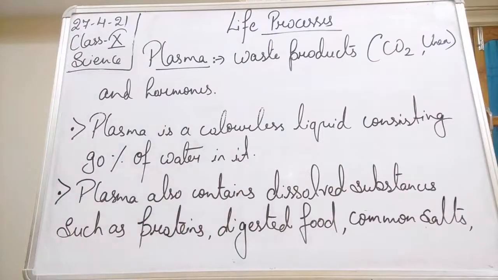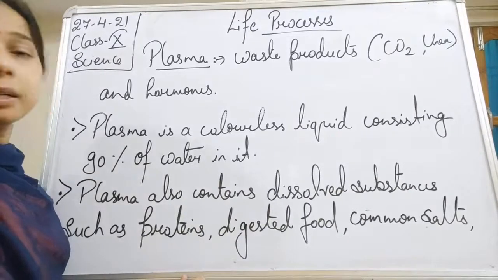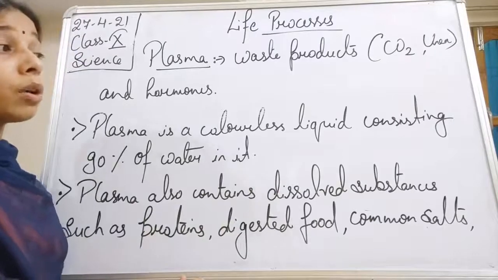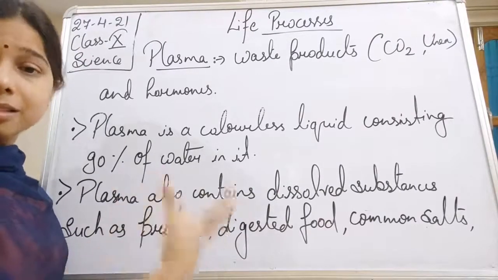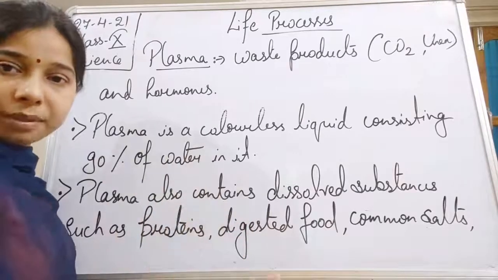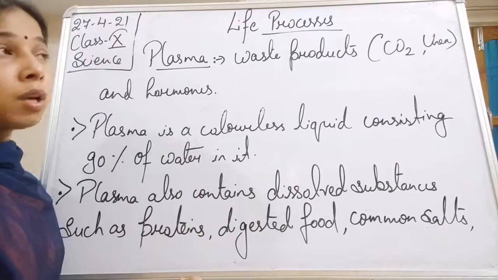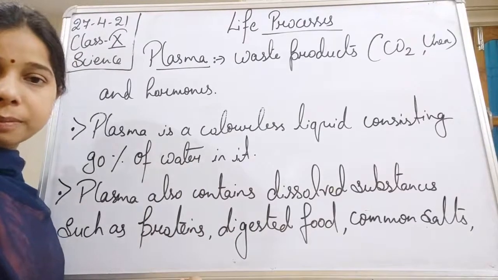Now, what is the role of plasma? The substances are dissolved here, so it helps in carrying substances from one part to another. Not only this, it also helps in carrying the cells, which include the RBCs, the WBCs, as well as the platelets. This is the function of plasma, students.